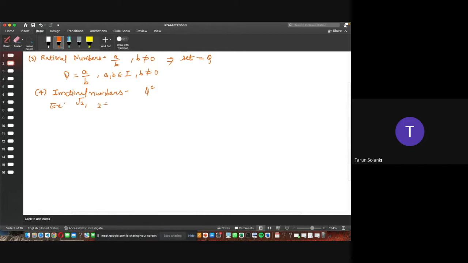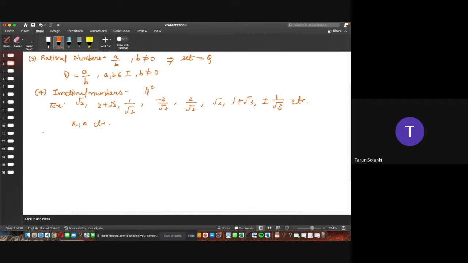Examples: root 2, 2 plus root 2, 1 by root 2, minus 3 by root 2, 2 by root 2, root 3, 1 plus root 3, plus minus 1 by root 3, and so on. Even pi, e, etc. Pi and e are called special irrational quantities. And infinity is neither a rational number nor an irrational number. This you need to remember.